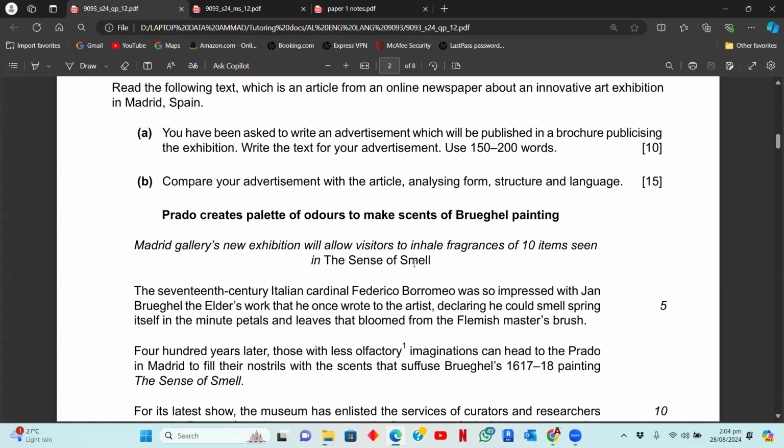There's no word limit specified, but we're just assuming that if 150 to 200 words were required for a 10 marker, you should be writing around 250 to 300 words for this question. This is just an assumption that we're making.